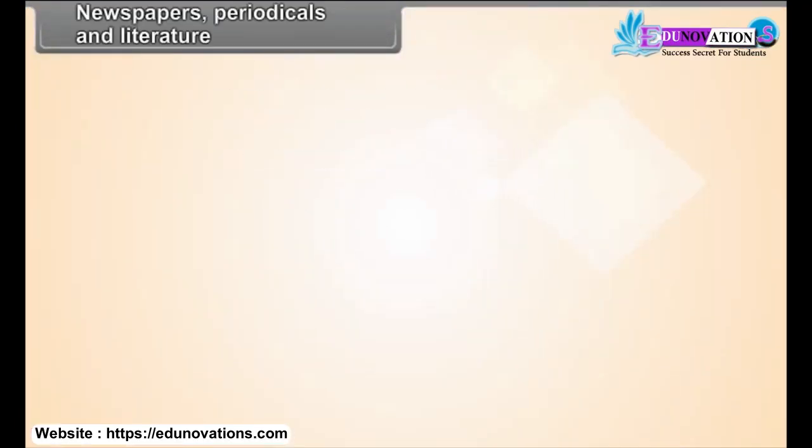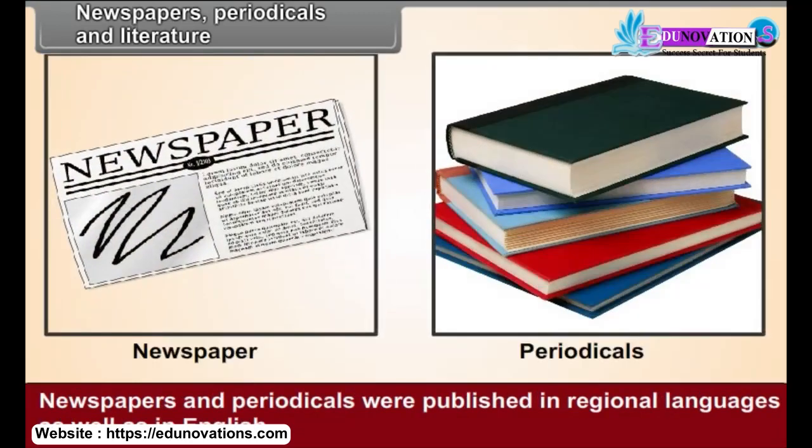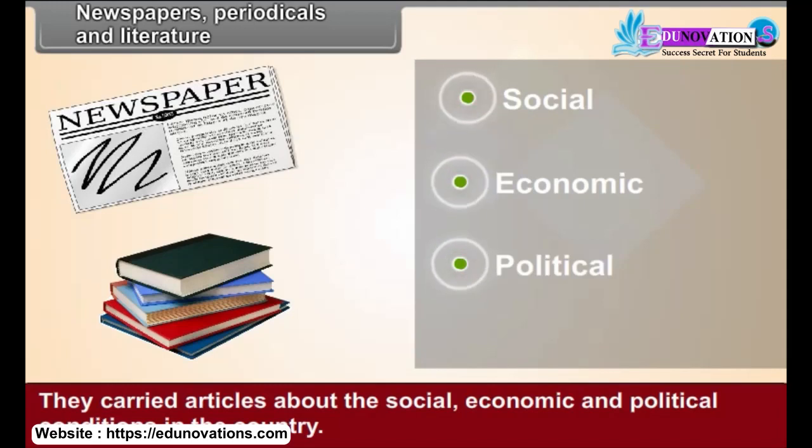Newspapers, periodicals and literature. In the 19th century, printing as a profession grew rapidly in India. Newspapers and periodicals were published in regional languages as well as in English. They carried articles about the social, economic and political conditions in the country.